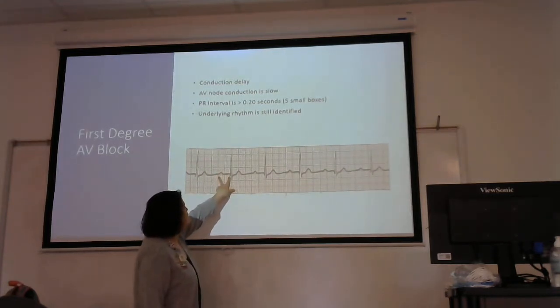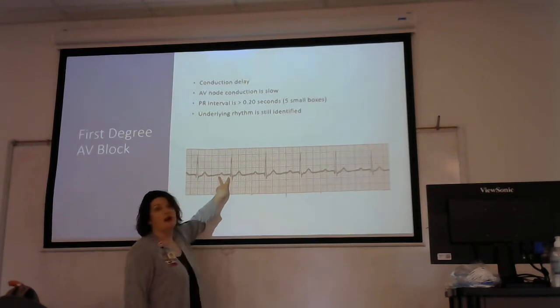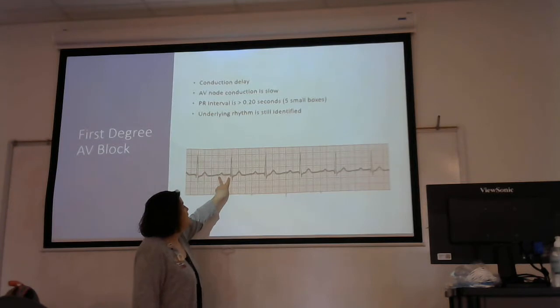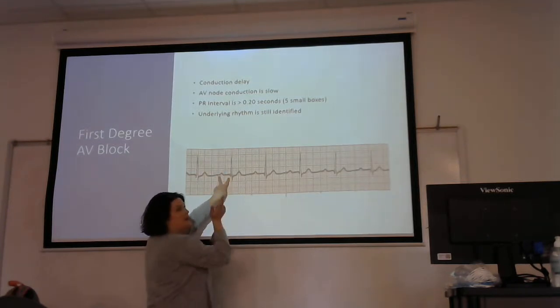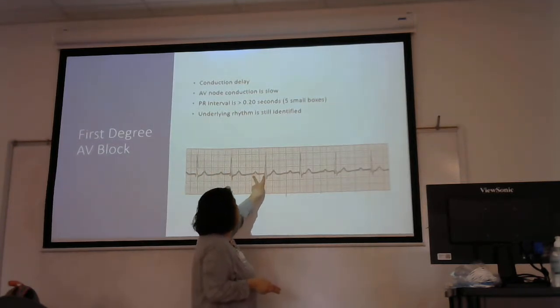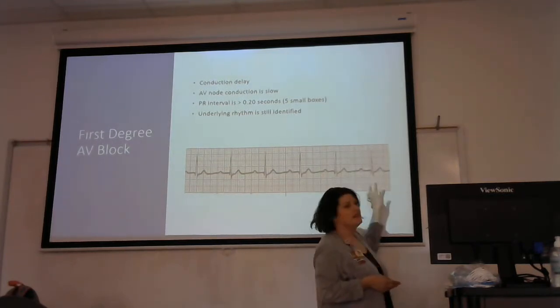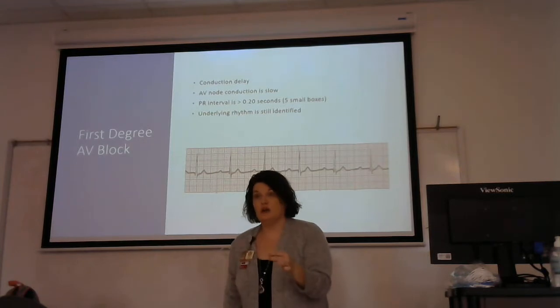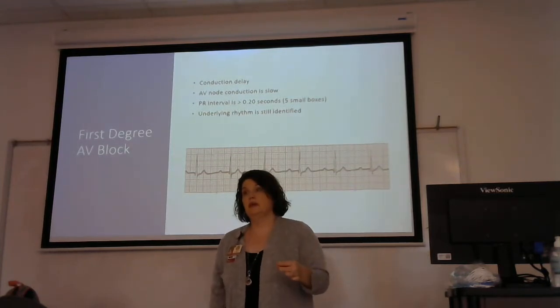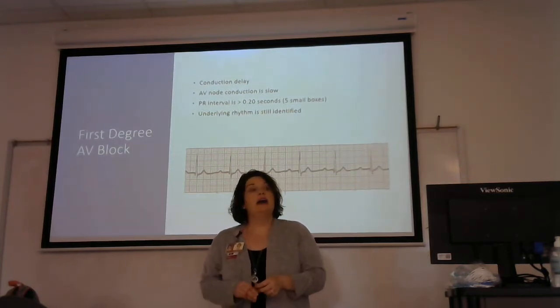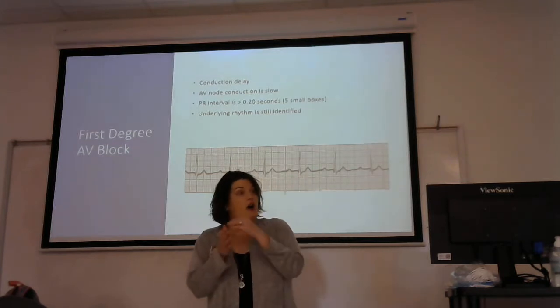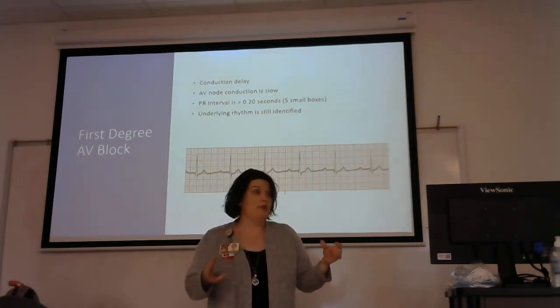What you will notice, it should be no more than 0.20 seconds. When you look at this, that's like 9 boxes. Okay, it's way too long. And then let's say this one is 9 boxes. Well then I go and I look right here and this is 9, and this is 9, and that's 9, and that's 9. It's consistently longer than what it should be. That is your first degree block. And it's not a true block, it's a delay. All the impulses get through, they're just slow about it.